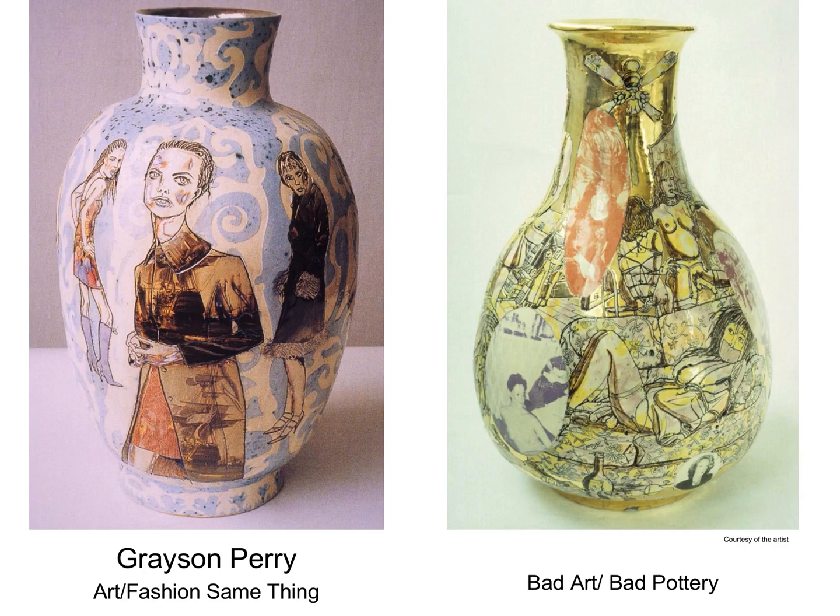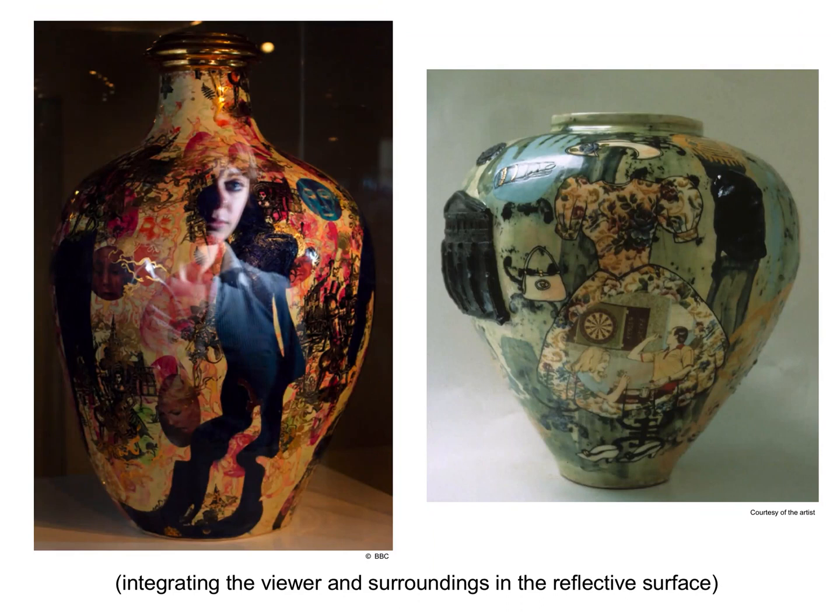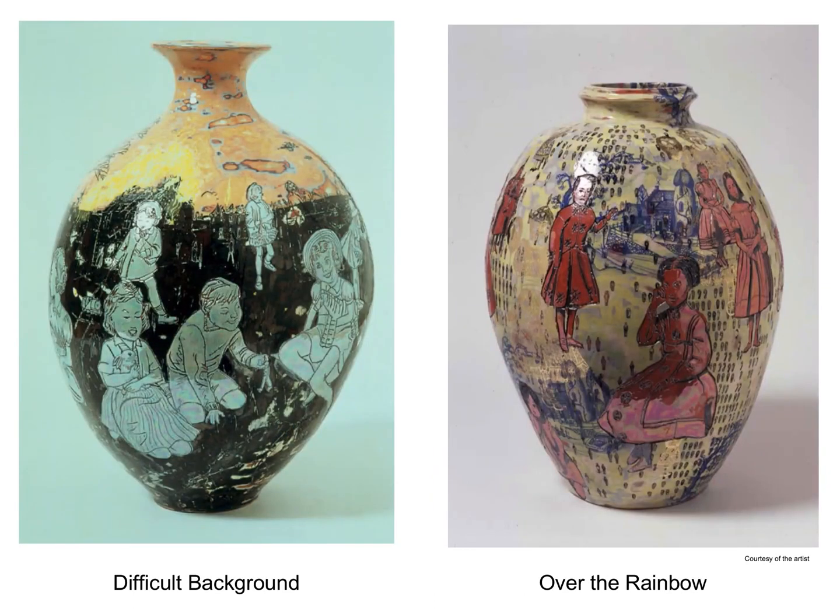And then here I have quite a few images of Grayson Perry's work, because Grayson Perry is an immensely productive, inventive maker of wonderful surfaces and inserting images and representation within the context of ceramics through the use of all kinds of amazing processes. Here he integrates the viewer and the surroundings in the reflective surface of the vessel itself. That's an exciting way to engage the viewer within the work itself.